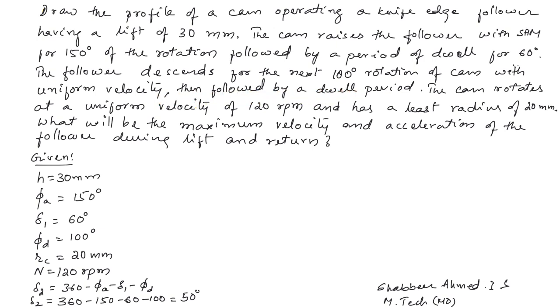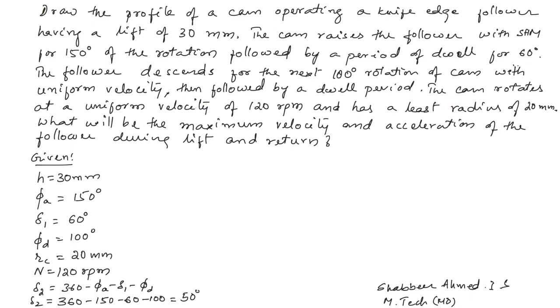This is followed by a dwell period. Then again, when it comes down, it has to stay at the lowest position for some period. That has not been given, how much. So he has given the angle of ascent, then the angle of dwell, delta 1, and then phi d, the angle of descent. Delta 2 we have to calculate, so 360 minus these three angles is delta 2.